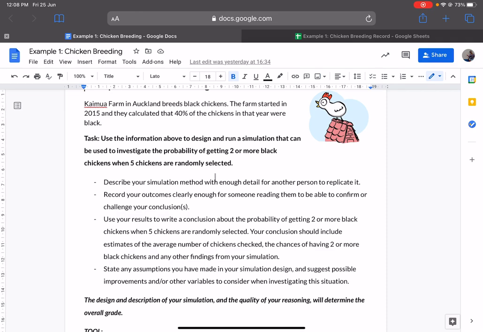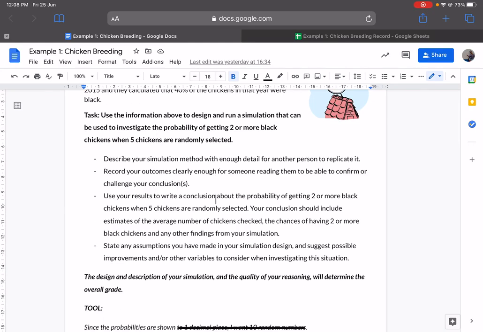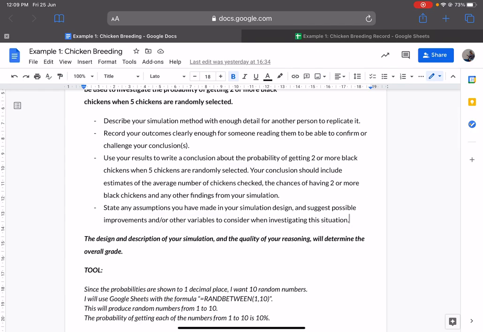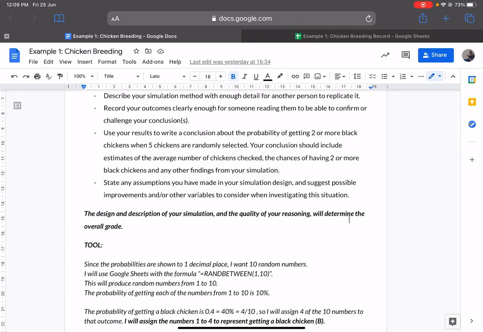And this describes what you need to do. We need to describe our simulation method with enough detail for another person to replicate it, record our outcomes clearly enough for someone reading them to be able to confirm or challenge your conclusions, use our results to write a conclusion about the probability of getting 2 or more black chickens when 5 chickens are randomly selected, and also include the estimates of the average number of chickens checked, the chances of having 2 or more black chickens, and any other findings from our simulation, and then state any assumptions and suggest possible improvements and/or other variables to consider when investigating the situation.